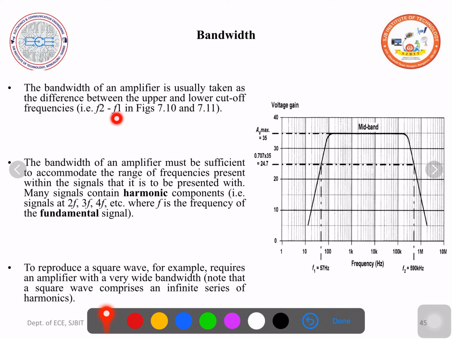The bandwidth of an amplifier is usually taken as the difference between the upper and lower cutoff frequencies, f2 minus f1. The bandwidth of an amplifier must be sufficient to accommodate the range of frequencies present within the signal that is to be amplified. Many signals contain harmonic components. That signal consists of signals with the frequencies 2f, 3f, 4f, 5f, etc., where f is the frequency of the fundamental signal.